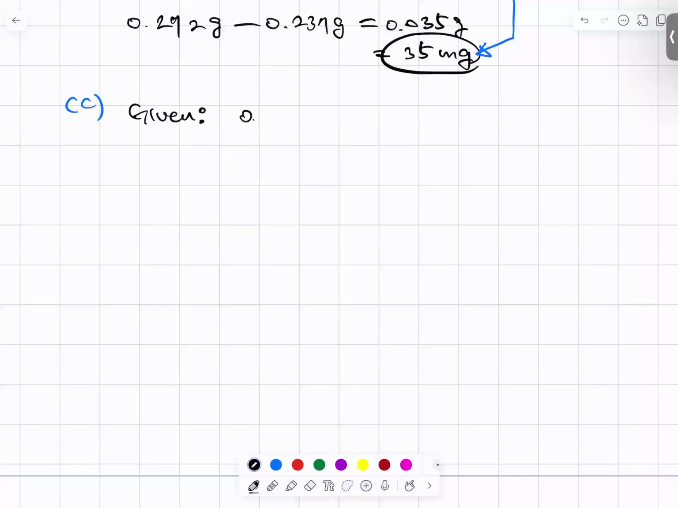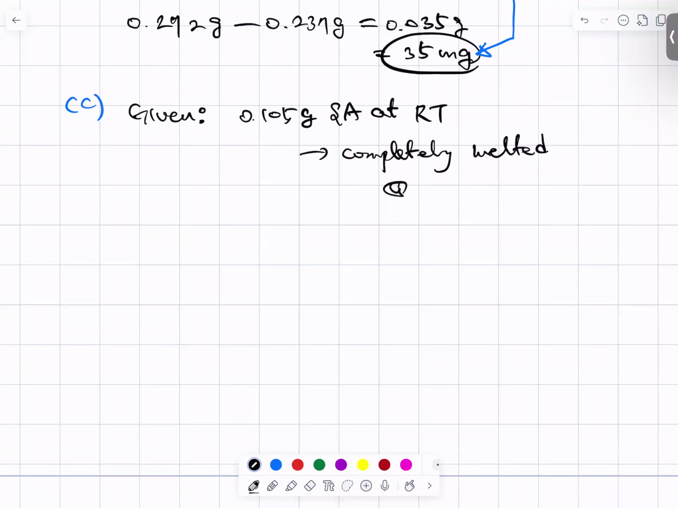So 0.105 grams of salicylic acid at room temperature to completely melted at the melting point. Melting point is 159 degrees C. Okay, find the amount of heat required. Okay, so let's draw a heating curve.